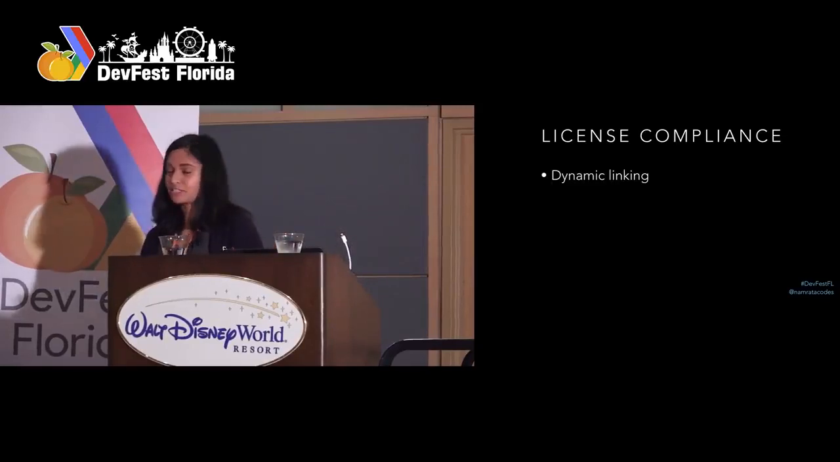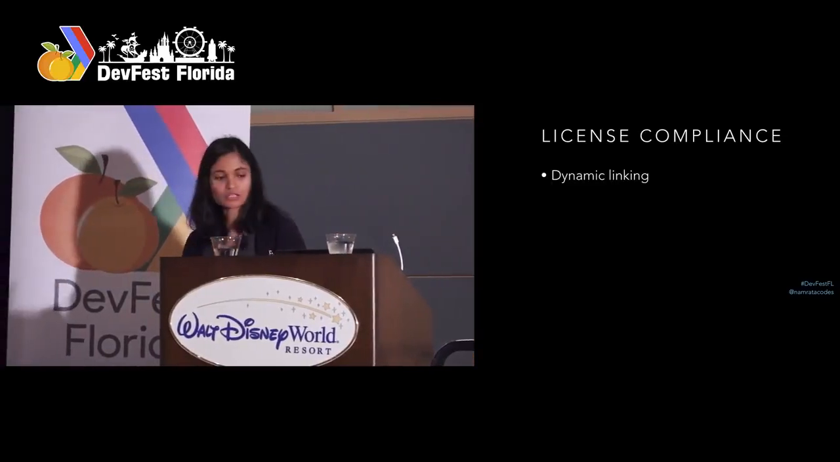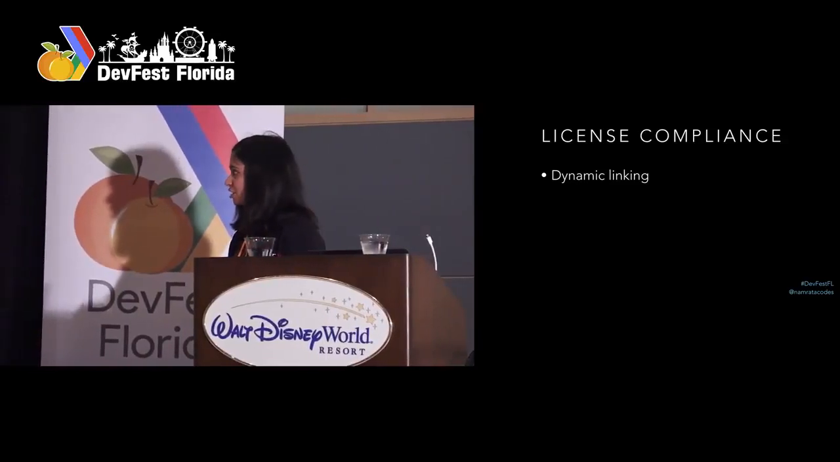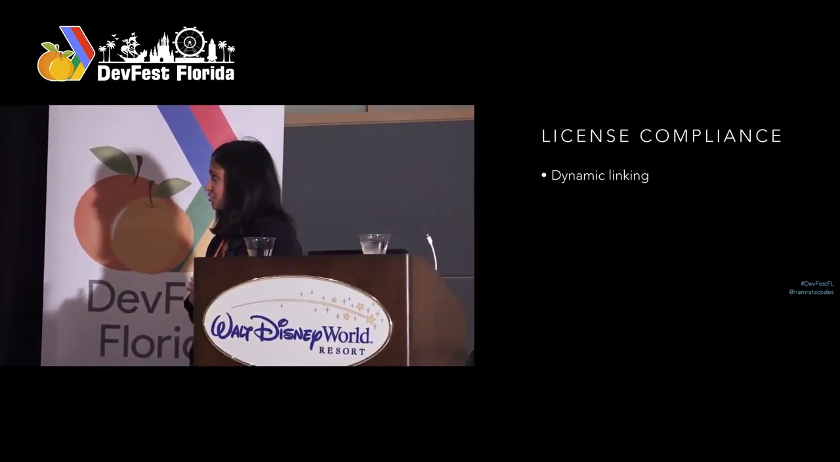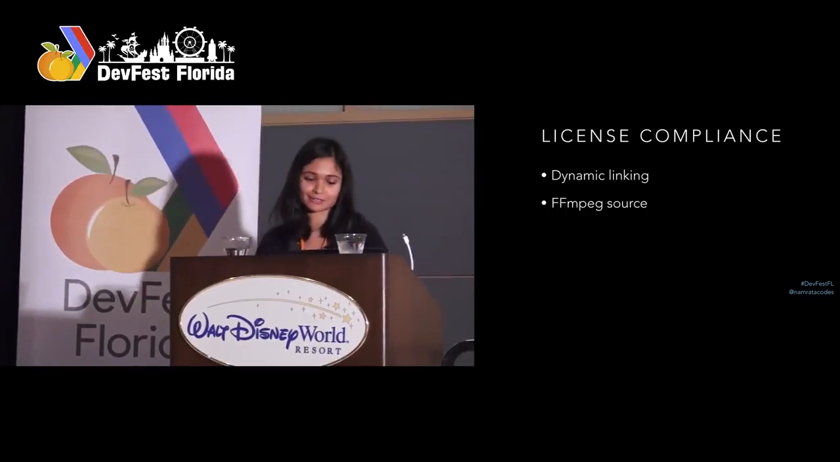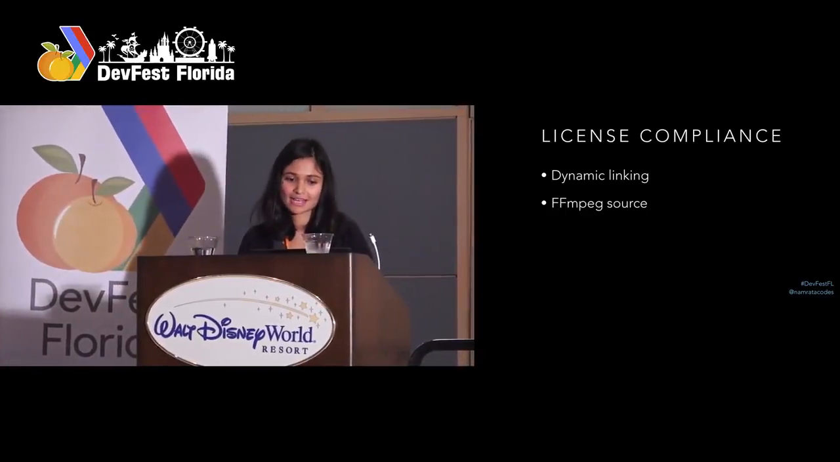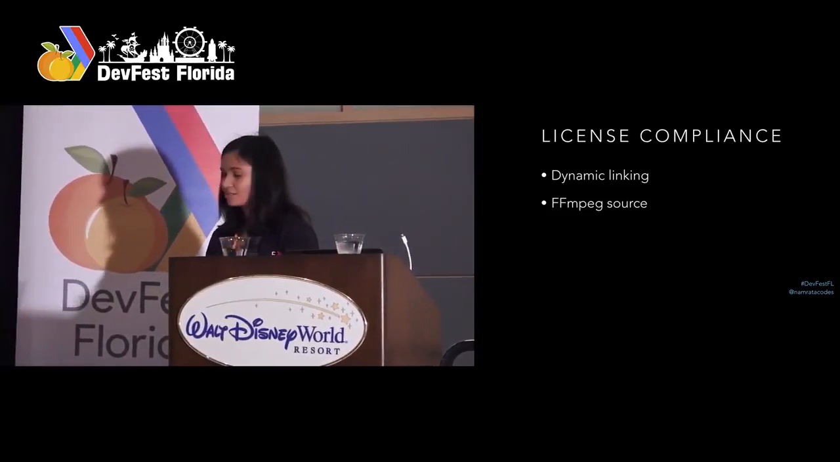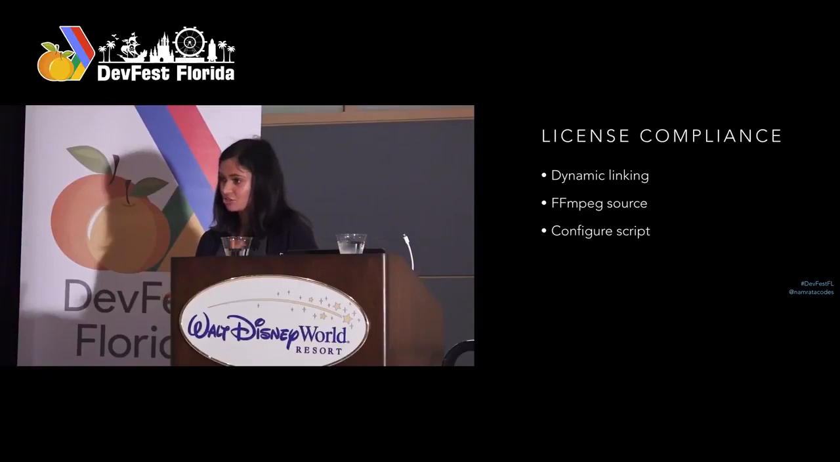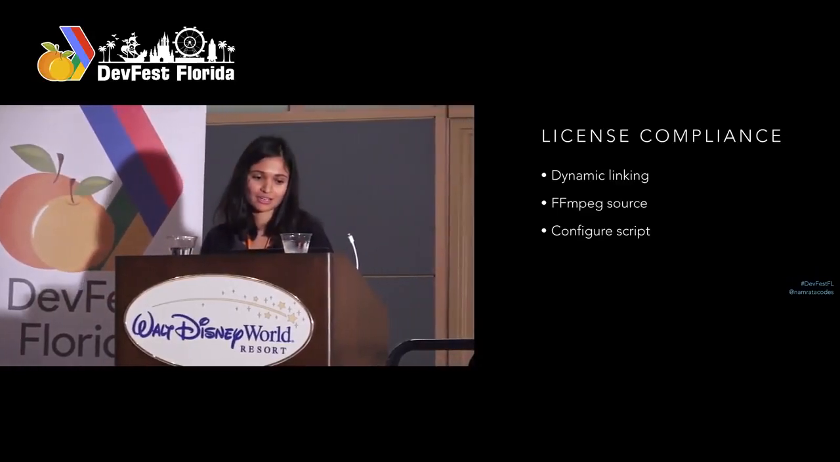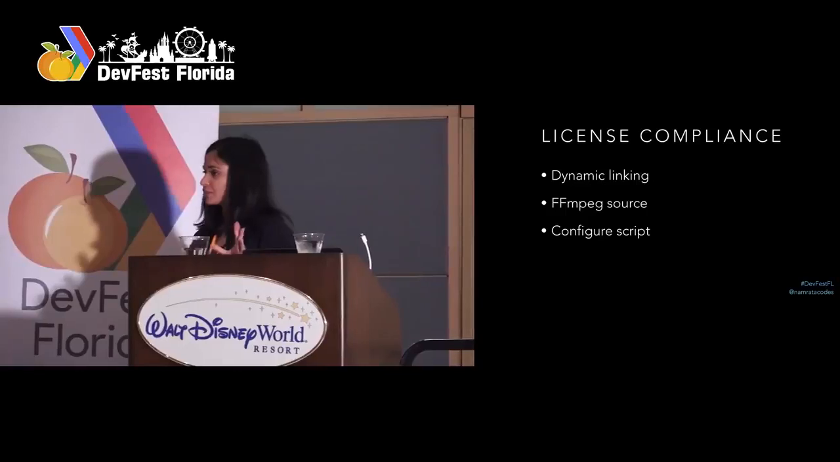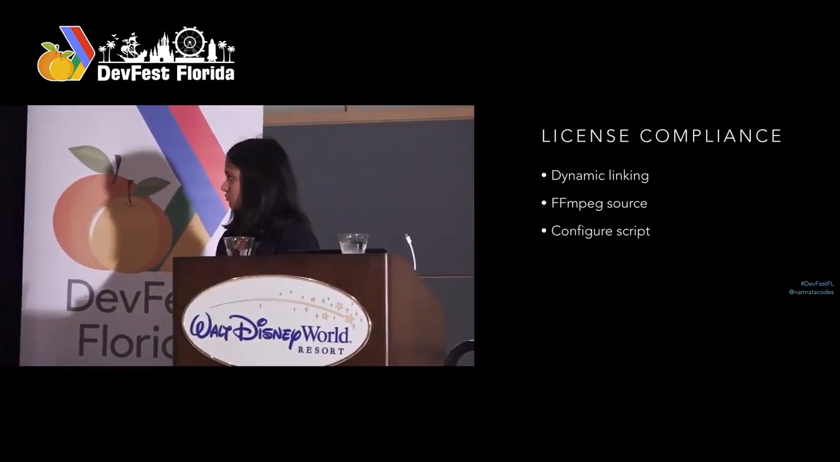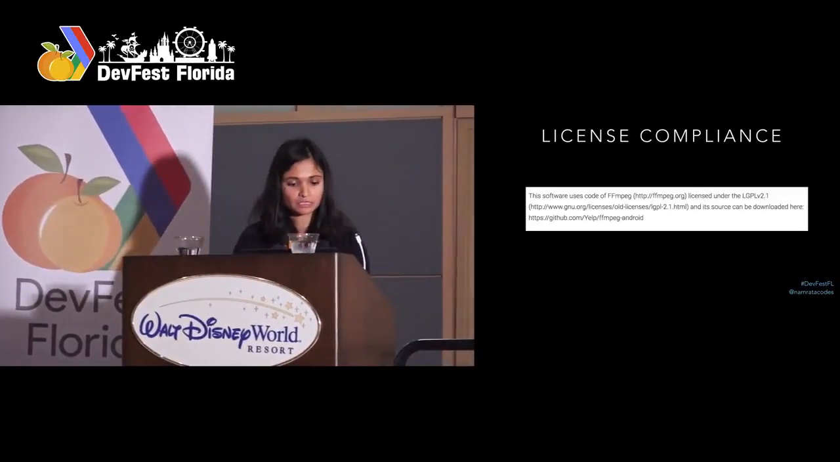There is another point in the checklist which talks about dynamic linking. So you can only include FFmpeg as a dynamically linked library in your app. It cannot be statically linked. And you need to also distribute your FFmpeg source code, even if you don't make any changes to it. And include your configure script with the source code wherever you're making it public.